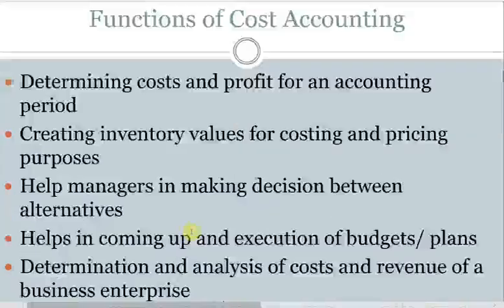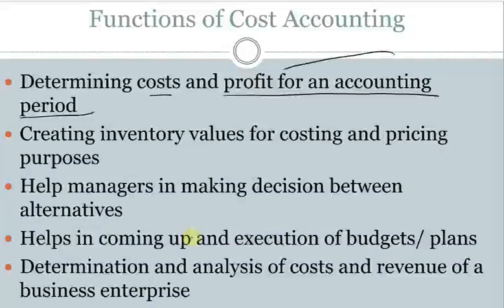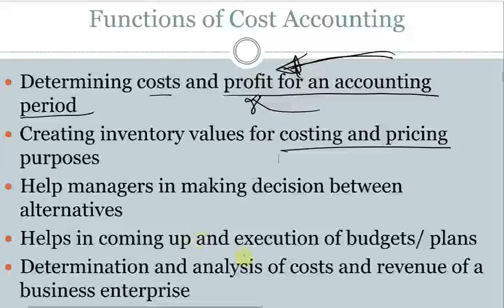So let us look at the function of cost accounting. So the first function of cost accounting is determining cost and profit for an accounting period. So we'll be looking at how to determine a cost and how to come up with a profit of an accounting period. The other thing is creating inventory values for costing and pricing purposes. So we're saying that we'll be talking about how to cost inventory, how to price inventory. We'll talk about it in costing and budgetary control TC9.